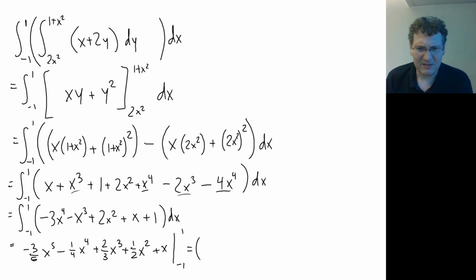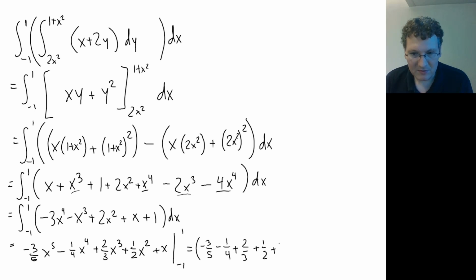Yeah, let's just do it. We have -3/5 minus 1/4 plus 2/3 plus 1/2 plus 1. When you plug in -1, you're going to have minus... +3/5 minus 1/4 minus 2/3 plus 1/2 and then minus 1.